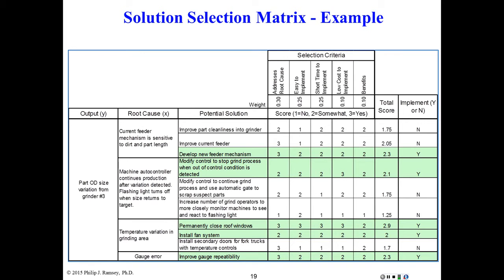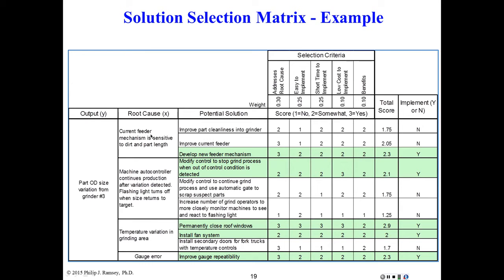On slide 19 of the improve phase notes, here is an example from a Six Sigma project of a solution selection matrix. In this case, this was a process that was machining parts, and the outside diameter of these steel rings was much too variable for their intended uses. Working through the phases of the DMAIC process, they had identified potential root causes in the analyze phase, and in the improve phase, they're looking at potential solutions. So you can see the root causes they're trying to address.